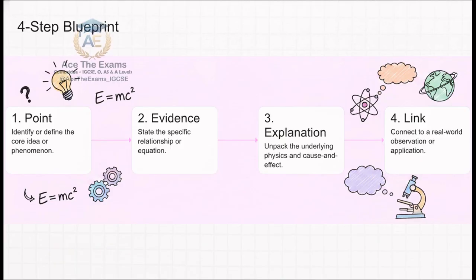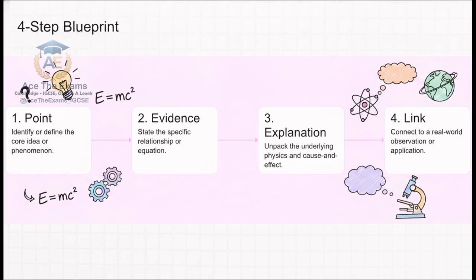Unpack the underlying physics. This is the crucial part. This is where you bring in the cause and effect chain. Why does the relationship hold true? Step 4 is the link. Connect it to an actual observation, an experiment, or a real-world device.